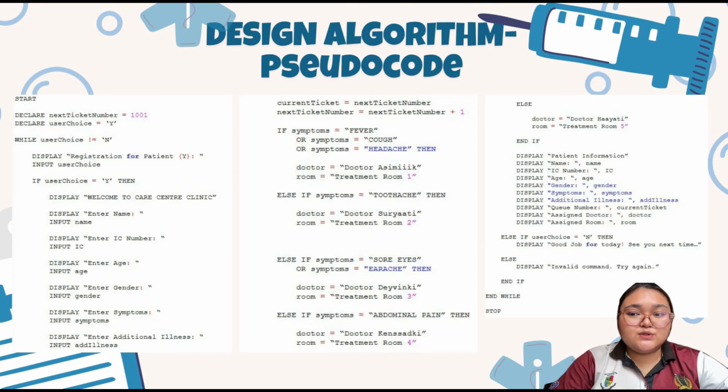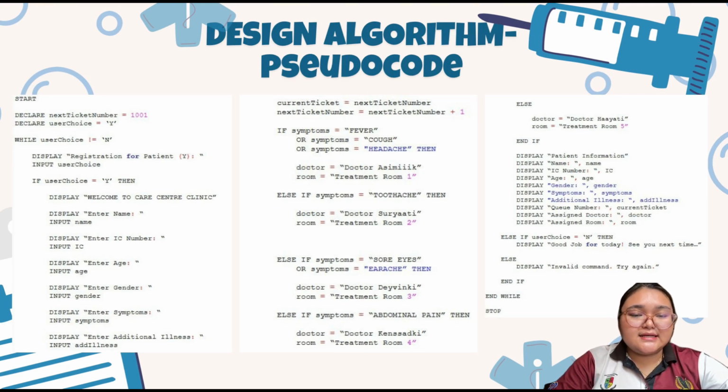If the user enters Y, the registration process starts. The system asks the user to enter their name, identity card number, age, gender, symptoms, and additional illness or health problems. All of this information will be stored by the system. After that, the system generates a queue number. The current value of next ticket number is assigned to the patient. For example, the first patient will receive queue number 1001. Then the next ticket number is increased by 1 so that the next patient will receive the next available number.